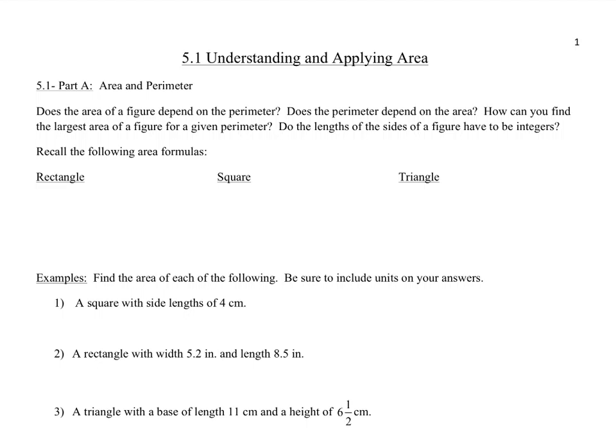All of Chapter 5 is about area, and we're starting with 5.1, which is 5.1a, where we're going to discuss area and perimeter. These are some of the questions we hope to answer in 5.1a.